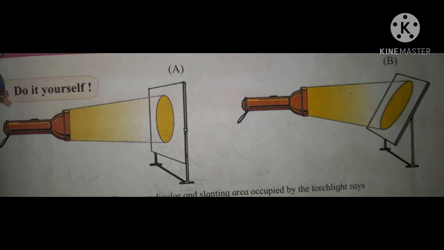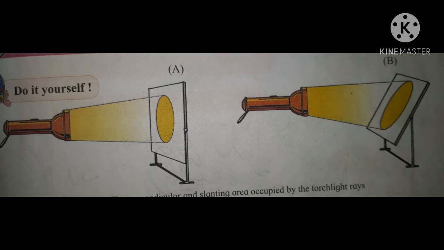Do it yourself. Take a torchlight and keep it stable at a place. Take two large paper sheets, large enough to accommodate its entire beam. Paste the papers on two flat boards as shown in the slide above.